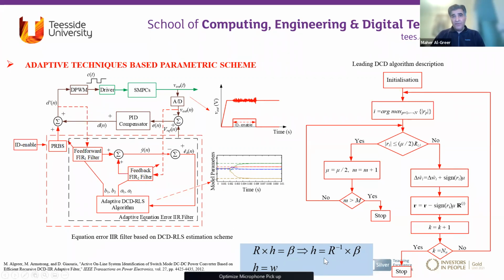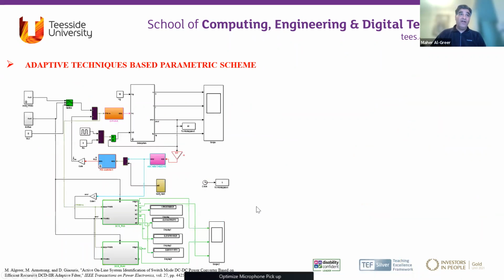If you look at this equation here, at each iteration in the recursive technique, we need to find the parameters. We need to take the inversion of this matrix and multiply it by this matrix here, or by beta. This leads to numerical issues because of the fixed-point implementation, and it is also computationally complex. By using the DCD algorithms, we can find the parameters of the system without inversion and without multiplication. So it is a multiplication-free, division-free technique, and we can identify the parameters.